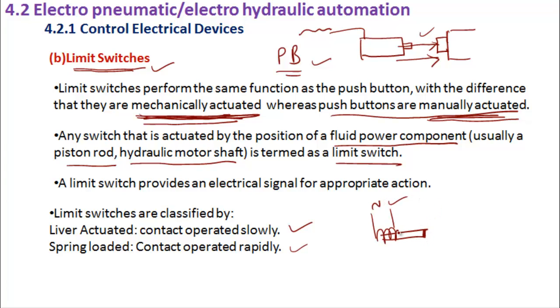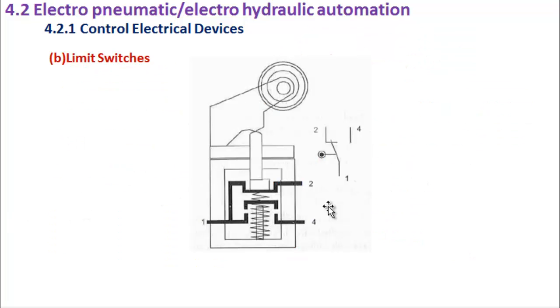Now when you release the electrical signal, all of a sudden the spring suddenly expands and the piston moves forward very rapidly, and that is, the contact is operated rapidly in spring loaded, whereas in lever actuated, that means something like this, you are having what is called as the contact is operated slowly. Okay, now this is the structure of a limit switch, which is basically changeover.